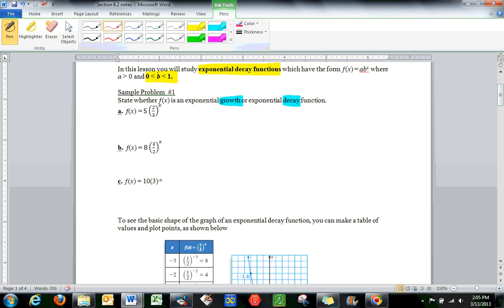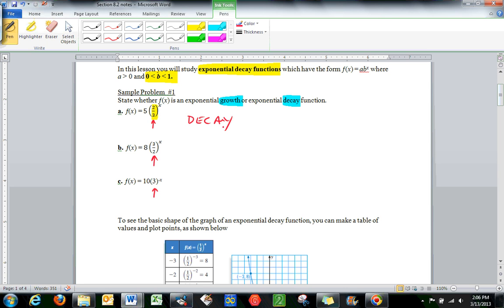Okay, so here we have 3, and we've given you some intentionally, I won't say tricky ones, but some that you have to look at a little more closely so that you know what you're dealing with. We're always looking at the b value. In part A, we're dealing with a b value of 2/3. Since 2/3 is between 0 and 1, we can say that this is an exponential decay function.